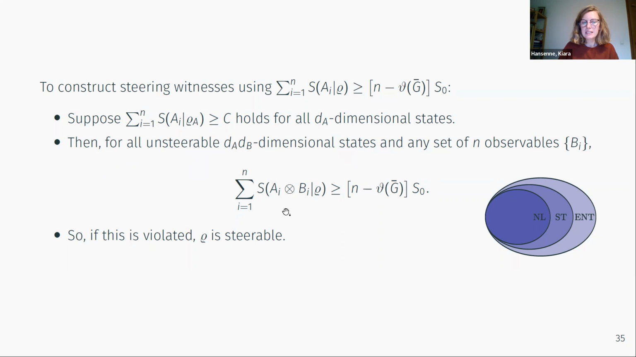Meaning that this has to hold for all unsteerable states, so if it's violated, then you know the state is steerable. And since all steerable states are entangled, you also know that it's entangled. Meaning steering witnesses are stronger than entanglement witnesses because they detect states that are steerable, which is a stronger requirement than just entangled.